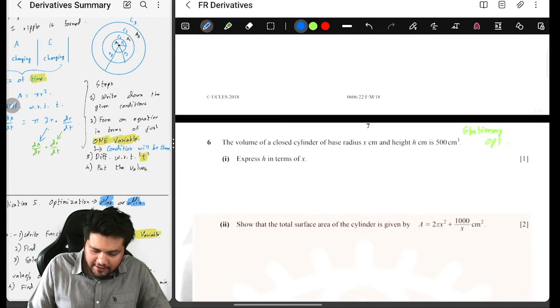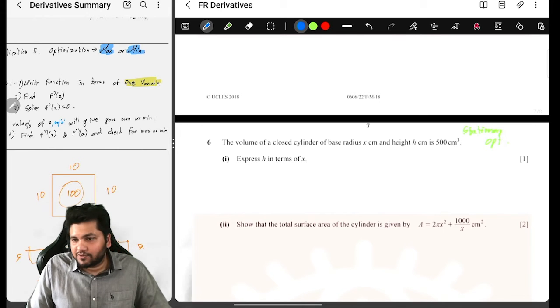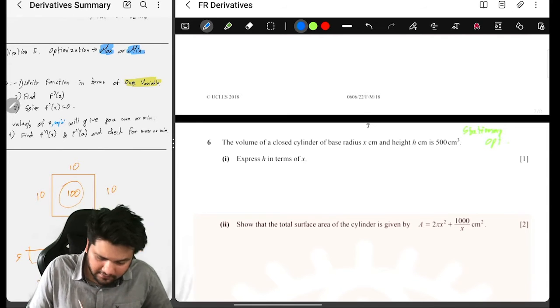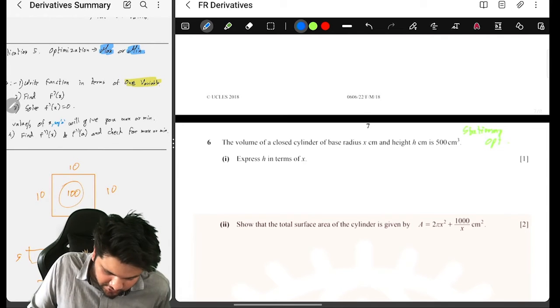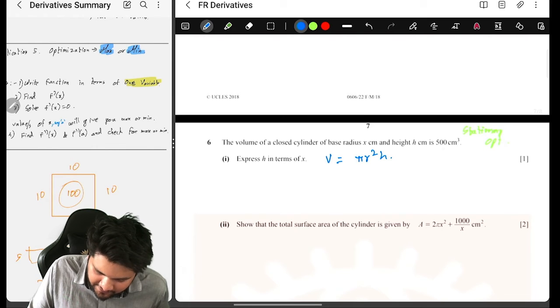The volume of a closed cylinder of base radius x centimeter and height h centimeter is 500 centimeter cube. Express h in terms of x. See, I was telling you that you have to write everything in terms of one variable. So we are going to do that. Volume of a cylinder is pi r square h. They have said that the volume is constant, which is 500 centimeter cube. So we'll get 500 is equal to pi r square h.